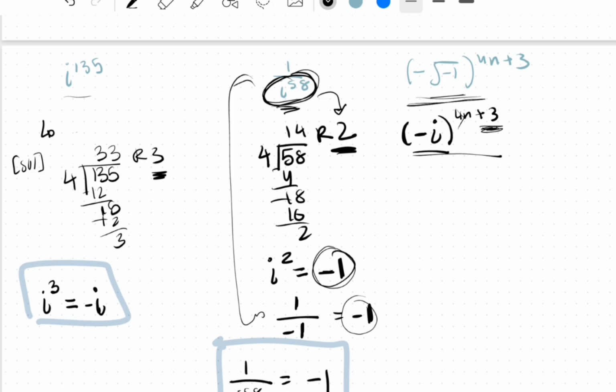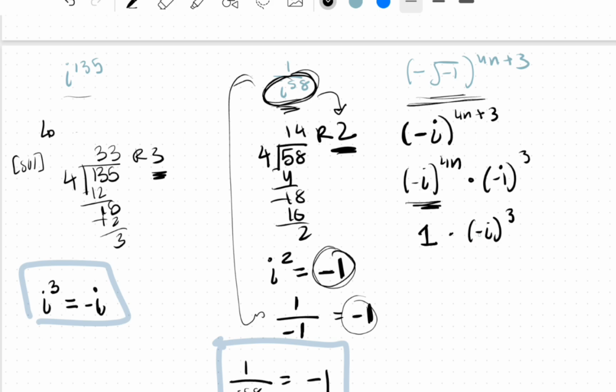So another way we could write this would be, let me just take this away, negative i to the power of 4n times negative i to the power of 3. This is simply going to be equal to 1, because we saw that negative i or any i to the power of any multiple of 4 is going to be 1, times negative i to the power of 3. Let's rewrite that as 1. Negative i to the power of 3 is still going to have that negative. So that's negative i cubed. We can disregard the 1. So negative i cubed. We know that i cubed is equal to negative i. So negative i cubed would be equal to simply i.